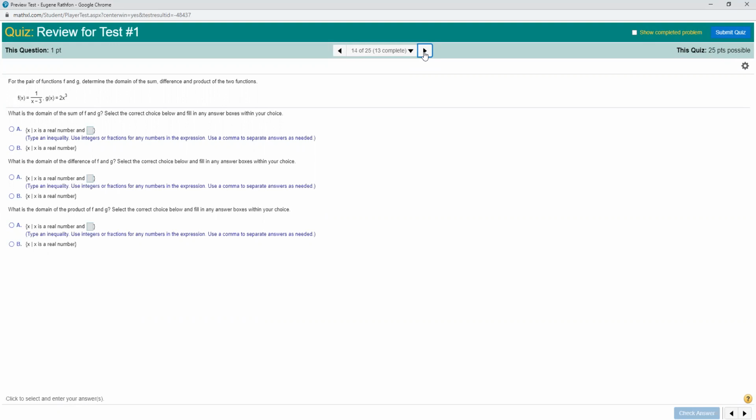All righty, so let me see what they're giving me here. f of x equals 1 over x minus 3. g of x is 2x to the third. They want me to find the domain of the sum, difference, and product. Now, I think I took this one off the test, actually. There were some long ones that I took off, so my test is only 20 questions. But if I was going to add these together, f plus g would equal my f, which is 1 over x minus 3, plus my g.